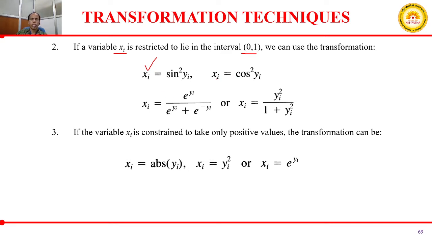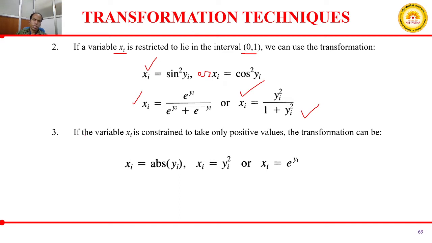or you can take xi equal to cos square yi, or you can use xi equal to e to the power yi upon e to the power yi plus e to the power minus yi. Similarly, you can also use xi equal to yi square upon 1 plus yi square. You can use any of these values.